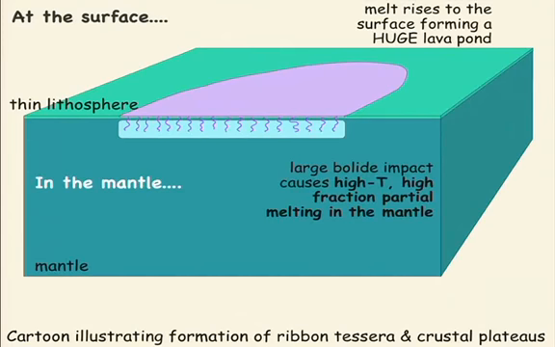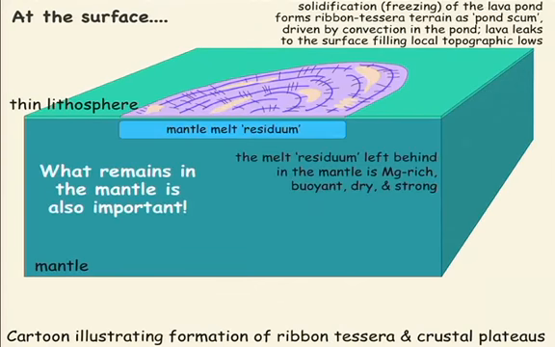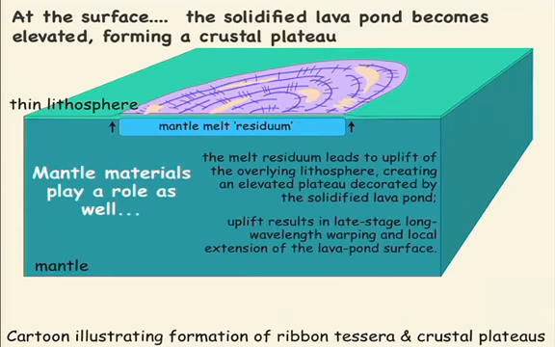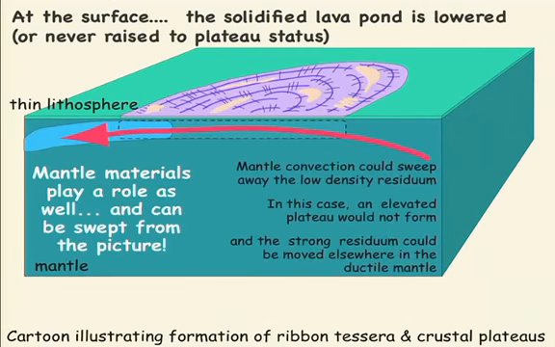Down below in the mantle, there's also an interesting story, though, because when you do massive partial melting of the mantle, what do you have? You have a mantle melt residuum. And that mantle melt residuum is very high magnesium. It is very dry, it's very strong, and it's buoyant. I didn't go looking for this, but that's what happens when you form the lava pond. What happens then? Well, that mantle melt residuum is going to rise up my pond, and so then, boom, I've got my crustal plateau.